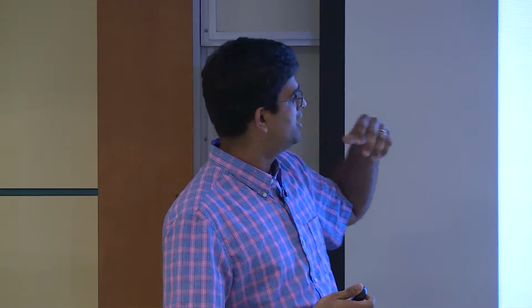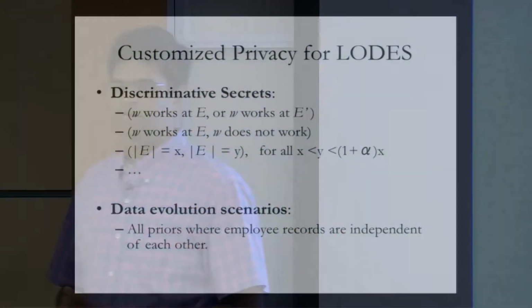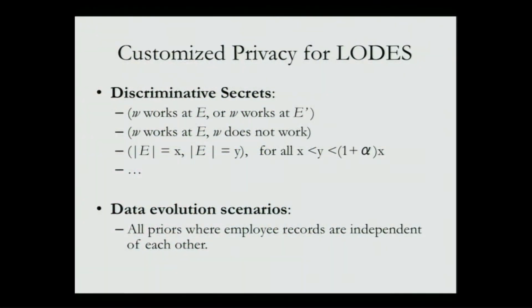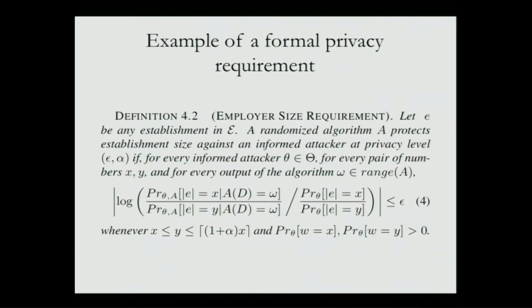Okay? So yeah, basically, we used this framework, and we were able to set up a set of discriminative secrets, a set of data evolution scenarios, and we were able to come up with a privacy definition that looked like differential privacy, but was appropriate for this setting.